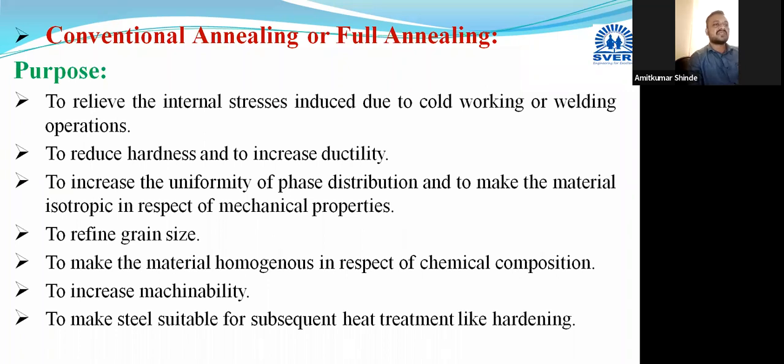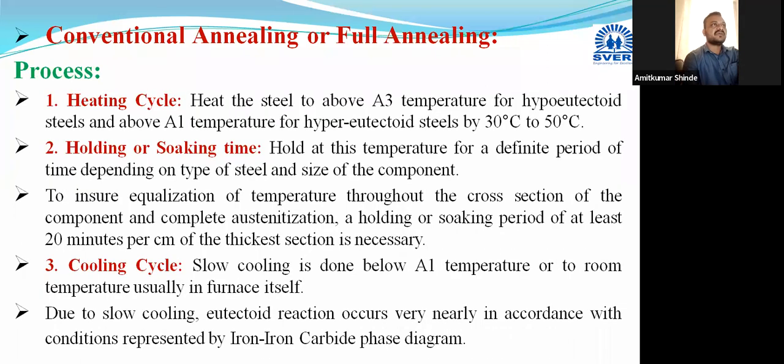Also we are using this annealing method to increase the machinability. Automatically, when we are improving the ductility, its machinability will get improved. And sometimes we are conducting this annealing to make the material more suitable for further heat treatment processes like hardening. Sometimes we have to perform some annealing and then go for hardening, to make the material more suitable for the other heat treatment processes. These are the purposes of conducting the annealing heat treatment process.